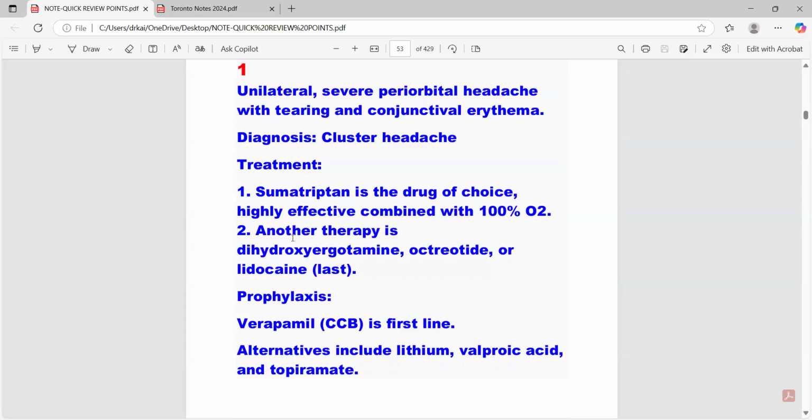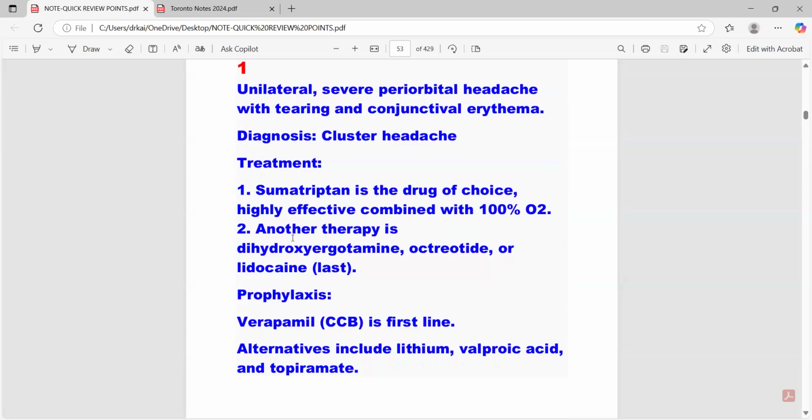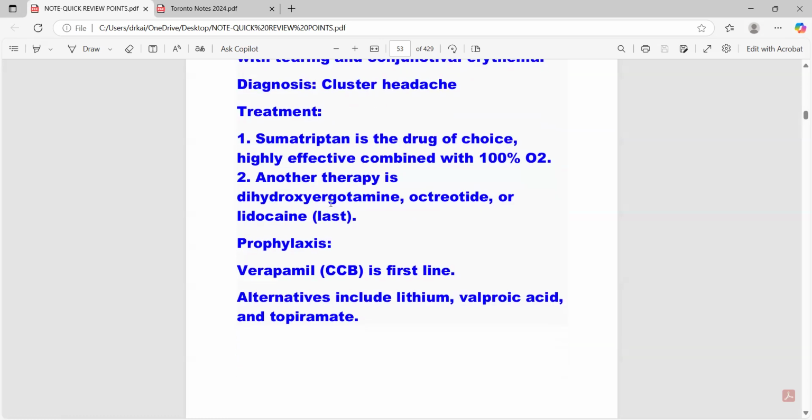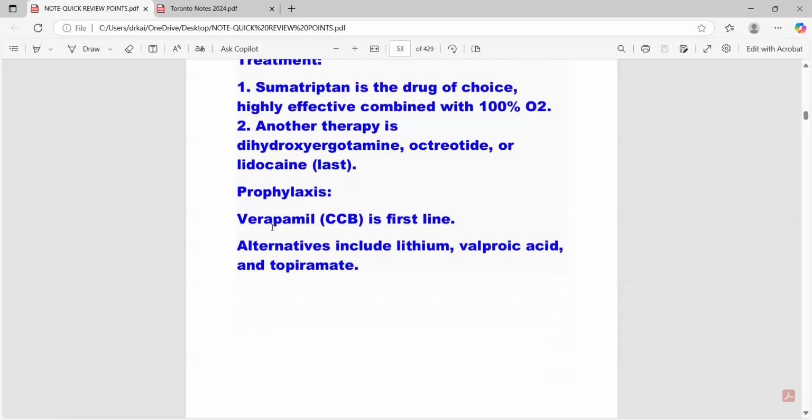The treatment is sumatriptan. Make sure, because this was made a little older, maybe 2-3 years ago, that whatever the drug of choice is written here, you confirm it with your Toronto Notes as well, because the recent Toronto Notes 2024 might change a little here and there. Sumatriptan is highly effective and combined with 100% oxygen. Another treatment is dihydroergotamine, octreotide, or lidocaine.